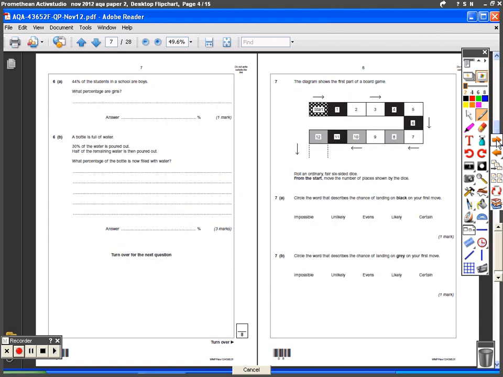Okay, moving on to question 6. 44% of the students in a school are boys. What percentage are girls? So we should know that the percentage adds up to 100. So if I just take away the 44 that are boys, I'm left with 56 girls. And of course you've got your calculator, so into your calculator and you shouldn't go wrong.